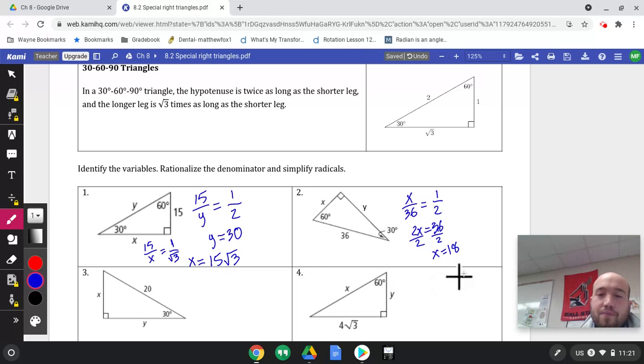We're done. Now, we got to find the y still. So since we know that this one is 18, you could use 36 again. You could do y over 36, and then we'd set that equal to square root of 3 over 2. That's fine, but you're going to have to divide. I think it's easier whenever you can deal with this 1. Okay, so I'm going to put the 18 over y.